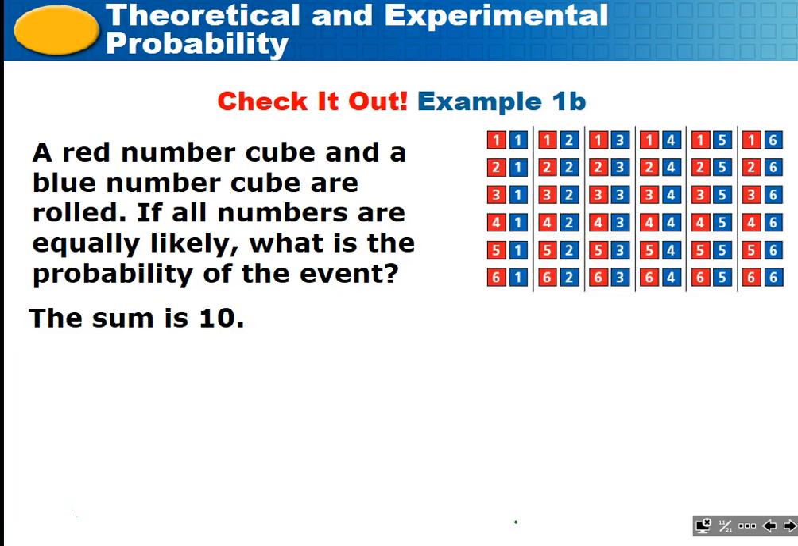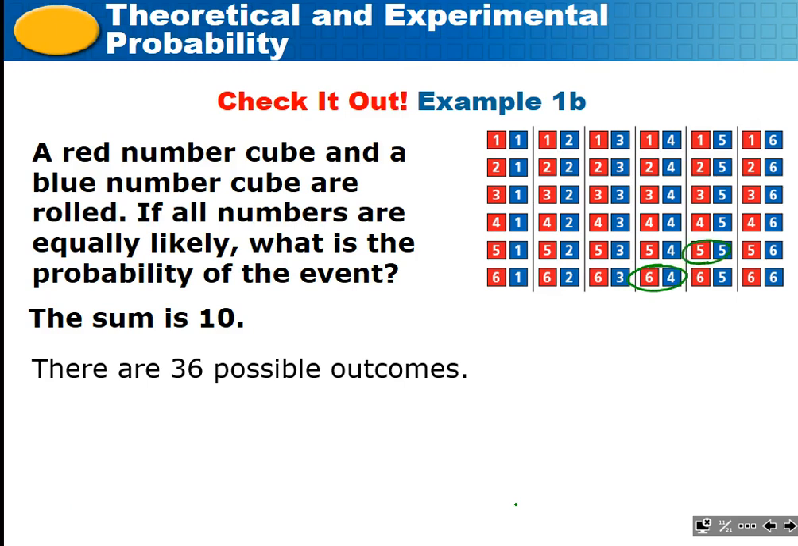Our next, check it out, says if all numbers are likely, what is the probability of the sum being 10? So here again, we're looking for any sums. I don't see anything in the first column. I don't see anything in the second column. I don't see anything in the third column. In the fourth column, I see 6 and 4. In the fifth column, I see 5 and 5, and I see 4 and 6 here. So those are 3 outcomes out of 36.